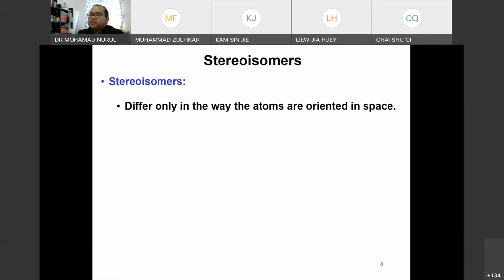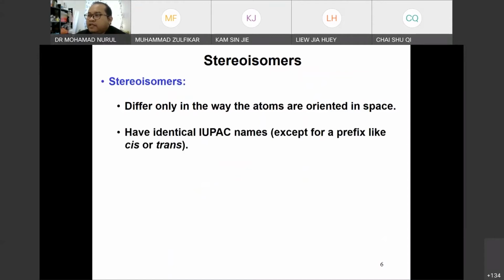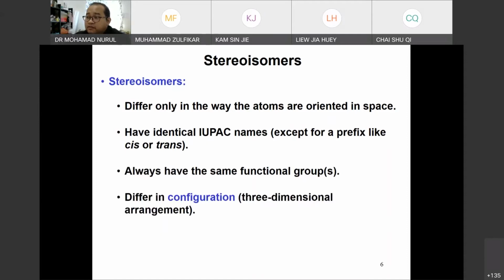Stereoisomers differ only in the way atoms are oriented in space. This is what they call stereo, in space. They have identical IUPAC names, except for a prefix in the front, like trans or cis, as in chapter 4, for example. You will learn about these isomers when you study chapters 9 to 11. They always have the same functional groups and differ in configuration in terms of 3D orientations.